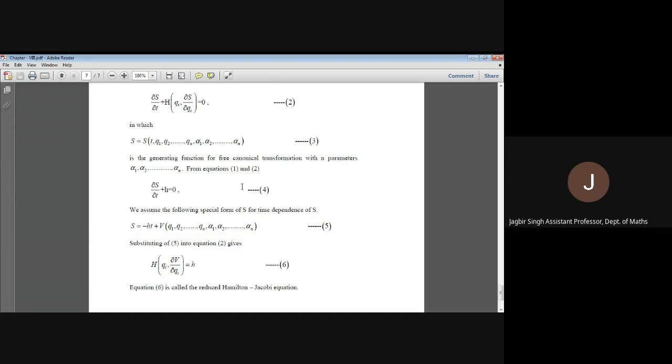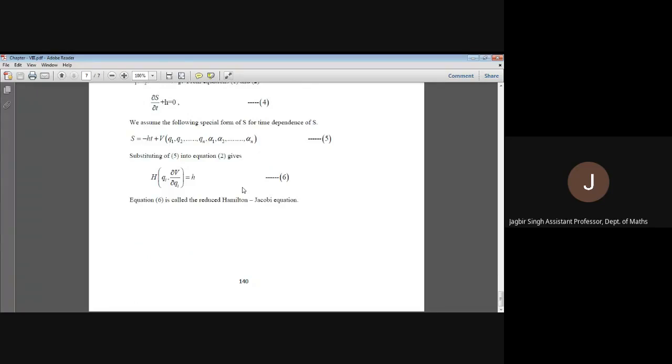Now replacing this value into the equation, we obtained the expression for H also, and thus the Hamilton-Jacobi equation is obtained.